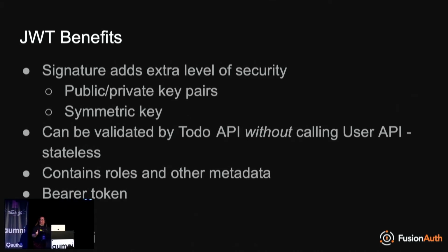All right, JWT benefits. The signature adds an extra layer of security. They're decoupled. As you notice, I don't have to go back to the user API every single time I want to verify that this user is who they say they are. So if the user API falls down, well, bummer, I still have my JWTs, right? You can use roles, you can use other metadata, put anything you want in a JSON object into a JWT, and there is some advantage to it being a bearer token, again, mainly because it is decoupled.